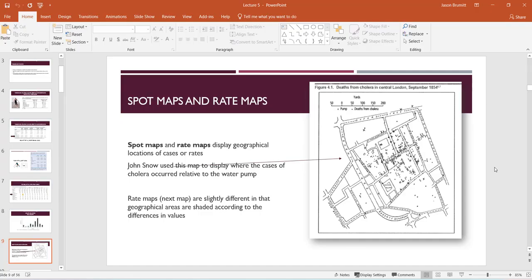Things that could be presented in an epidemiologic study, but more than likely not in the things that you and I might do: spot maps and rate maps. These display geographical locations of cases or rates. And this was one of those examples that talked about the first week, John Snow doing this to look for cases of cholera and then identifying how it was occurring around a particular water pump.